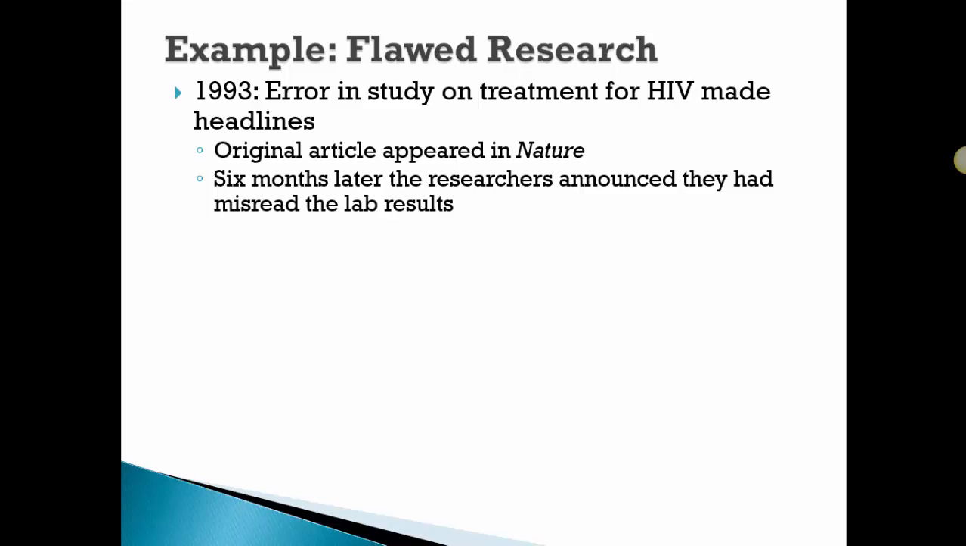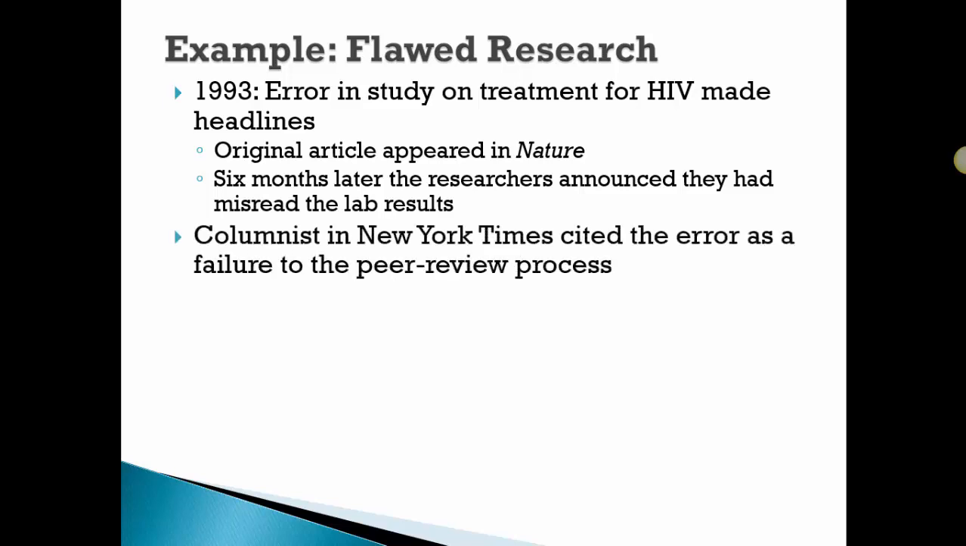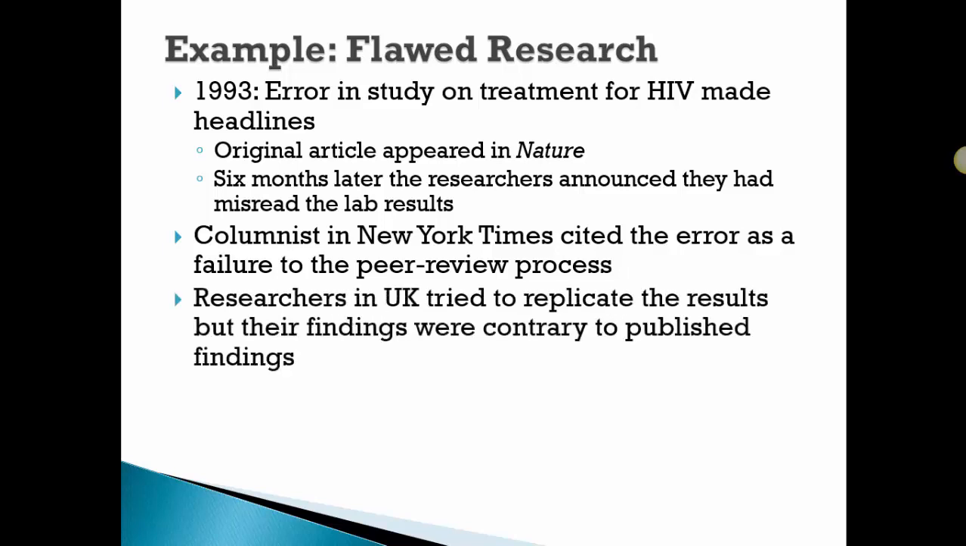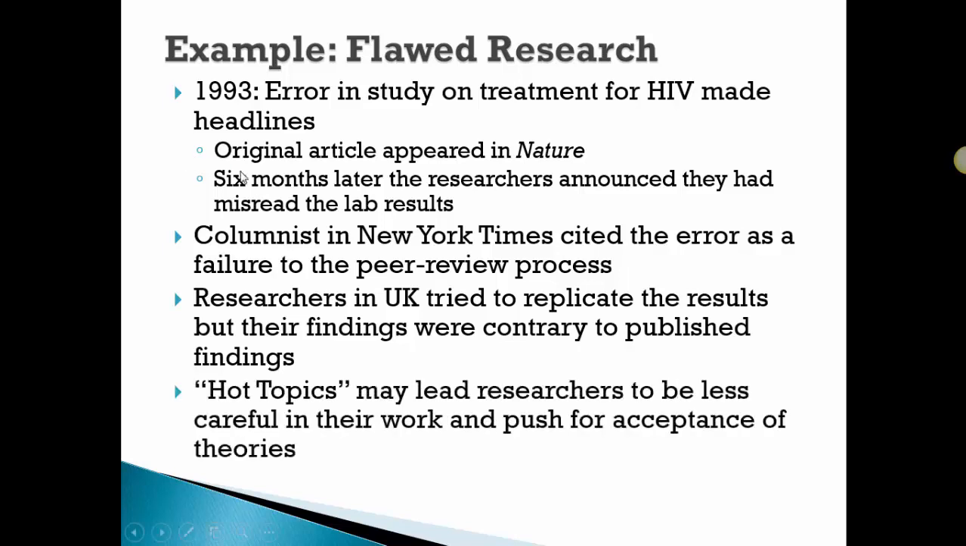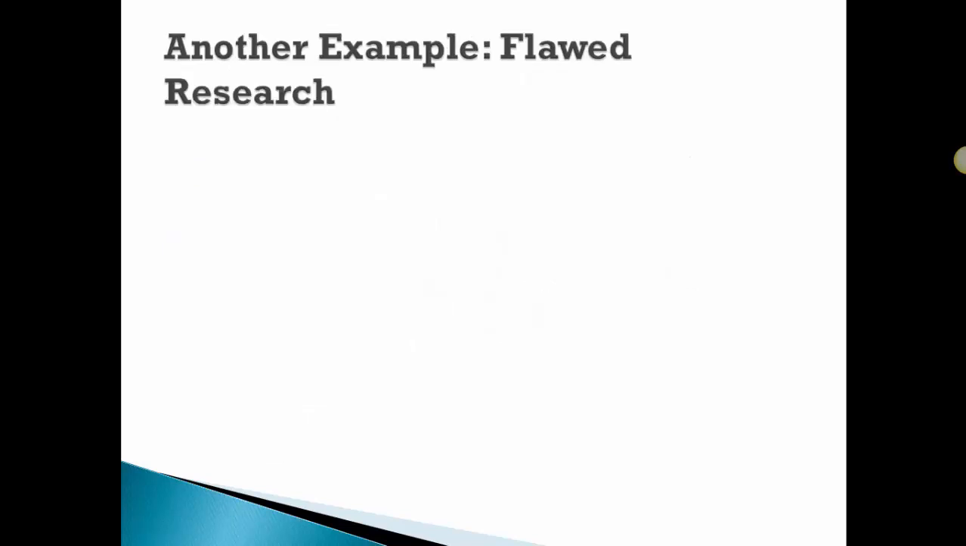In 1993, there was an error in a study for the treatment of HIV. The article appeared in Nature, which is a very prestigious journal. Six months later, the researchers announced they had misread the lab findings. A columnist in the New York Times cited the error as a failure of the peer review process. Researchers in the UK tried to replicate it, but their results were contrary to what was published. Hot topics can lead researchers to be less careful in their work and push for acceptance because they want to get their paper published first.